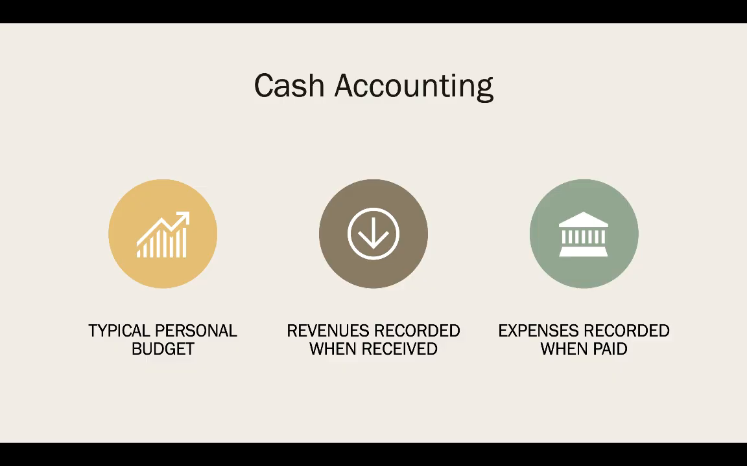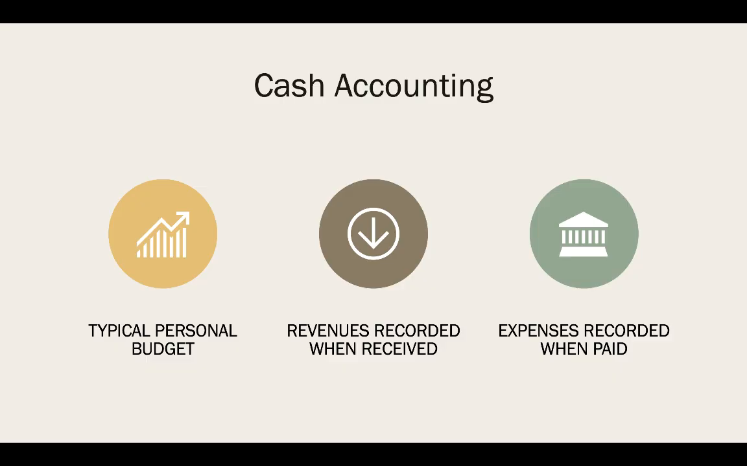First is cash accounting. That's a pretty typical personal budget, the budgets that we probably all keep. I know I do. Our revenues are recorded when they are received. In my personal budget, when I get my paycheck every month, that's when it goes into my budget. That's when it's recorded. And then my expenses are recorded when I pay them.